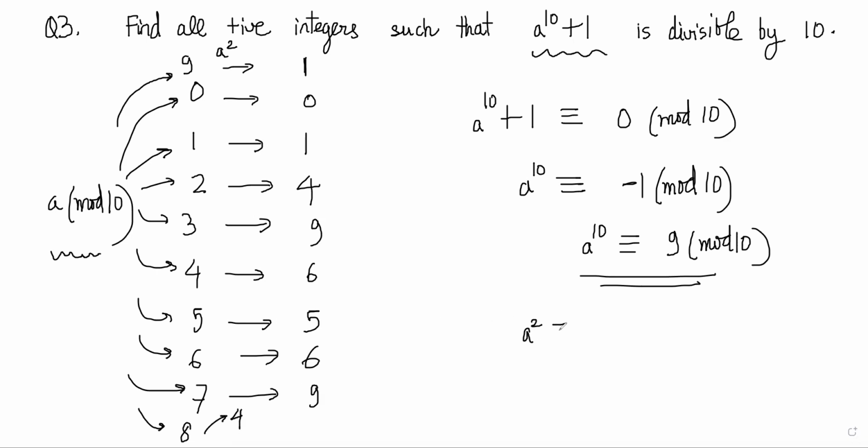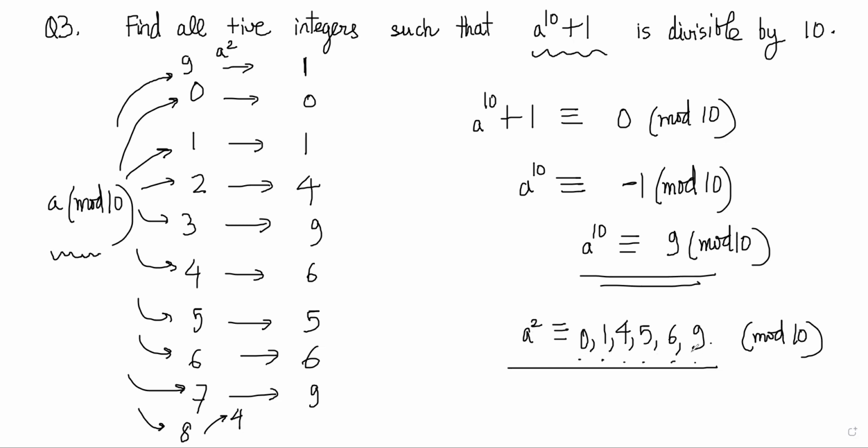So we are getting a square could be basically 0, 1, 4, 5, 6, 9. These are the possible values of a square mod 10. These are the possible quadratic residues, right? Okay. Now, if a square is 0, 1, 4, 5, 6, or 9 mod 10, then obviously a power 10 would be congruent to 0 power 5, 1 power 5, 4 power 5, 5 power 5, 6 power 5, and 9 power 5 mod 10, right?